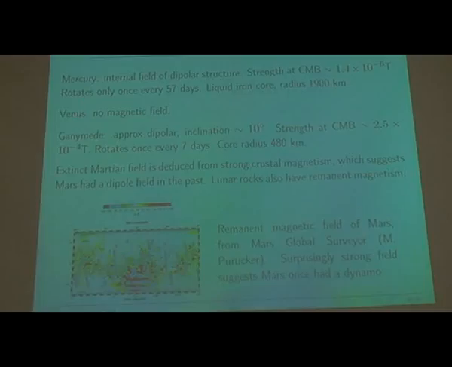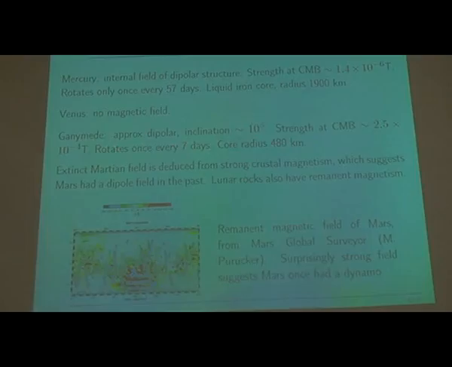Ganymede has a fairly Earth-like magnetic field. It's basically a dipolar field. Its inclination is about 10 degrees, same as the Earth's. The core is much smaller than the Earth's core, but if you extrapolate the field down to the core mantle boundary, it's not that different from the Earth's magnetic field, a little weaker. It rotates once every 7 days, so its magnetic Reynolds number is not going to be all that large, as we'll see, but nevertheless it seems to be large enough to have a dynamo.